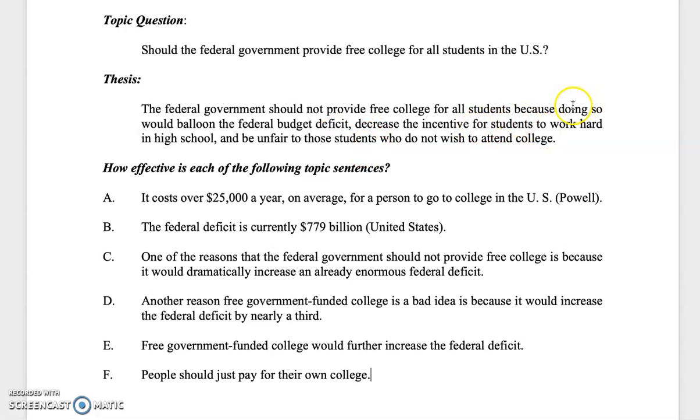As you can see in the thesis, ballooning the federal budget deficit is the reason that C, D, and E are all tied back to. F does not tie back to that, right? It's just sort of this opinion that doesn't have a connection to one of the reasons from the thesis. And again, as I said, there's really no language or structure here that indicates to the reader that this is one of the reasons for the stance. All right, so looking at these, C, D, and E are all good examples, different kinds of topic sentences that you could use to begin one of your argument paragraphs.